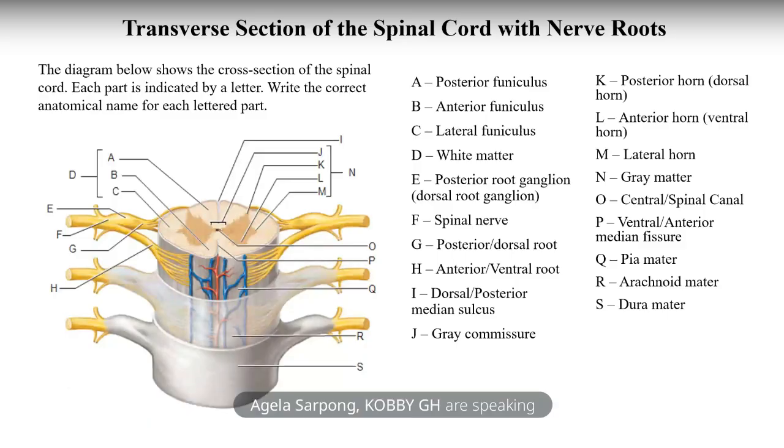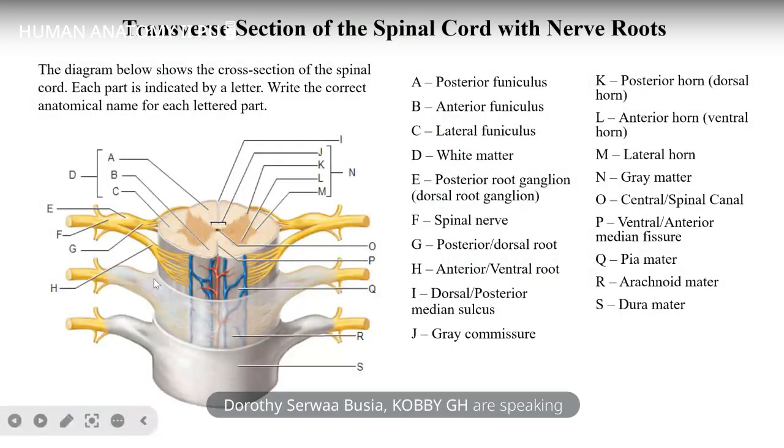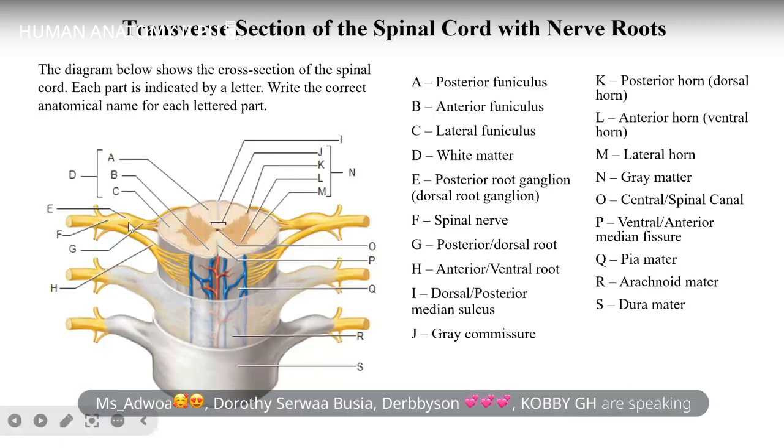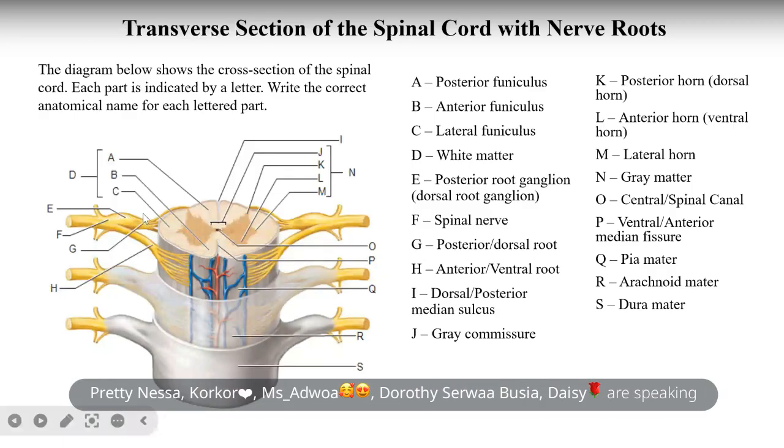Then you can see over here there is something like a bulge, part of the nerve over here, the E. We call it the posterior root ganglion. Say posterior root ganglion. Posterior root ganglion.